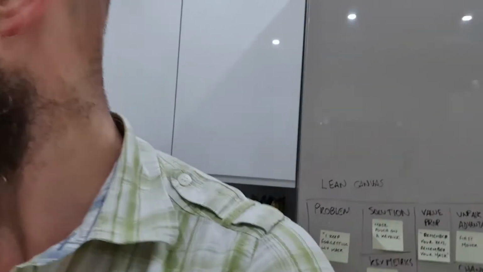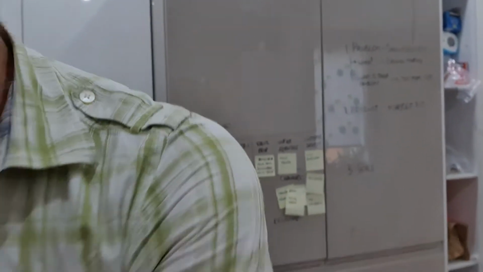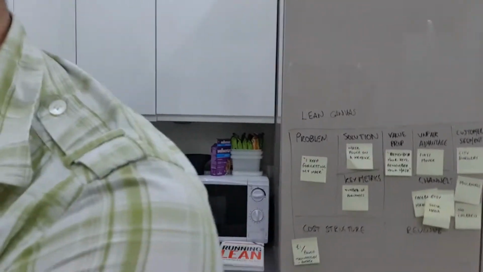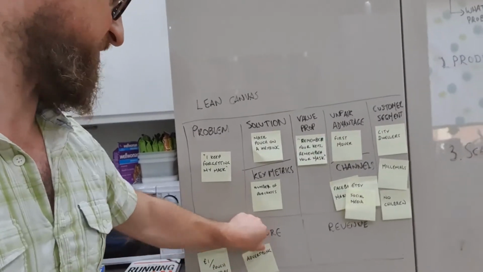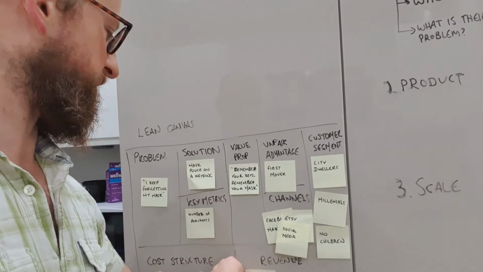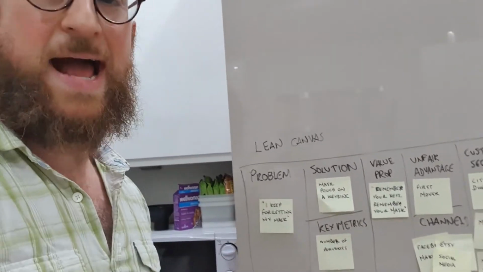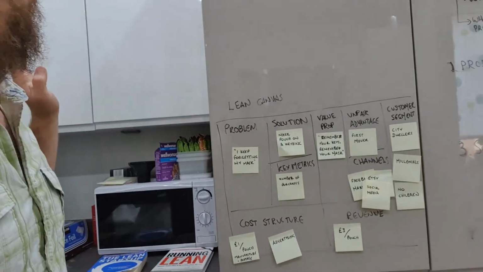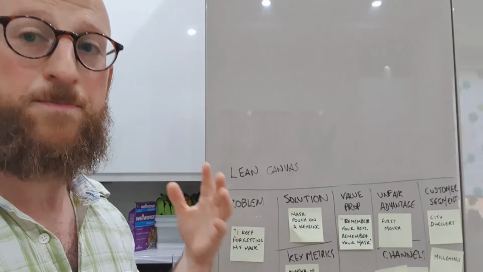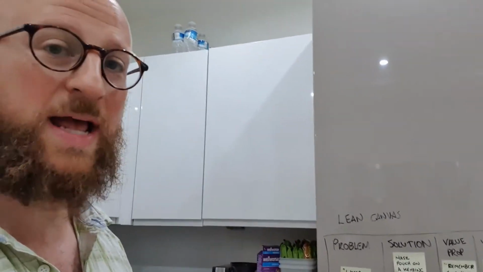Cost structure, I think it's going to cost me £1 a mask to make and to send. I'm going to spend some money on advertising, but I haven't worked out how much. And I think my revenue could be £3 per pouch. And bam, that is pretty much a whole business and all the useful bits of a business case put into one page. Why is that useful?